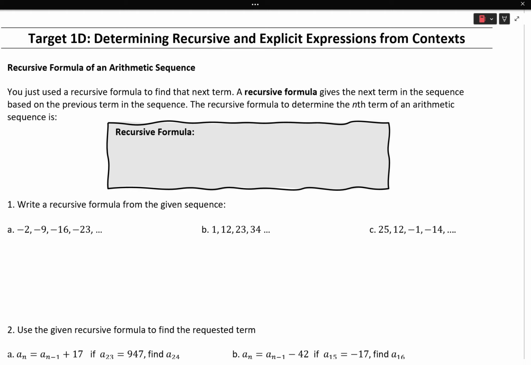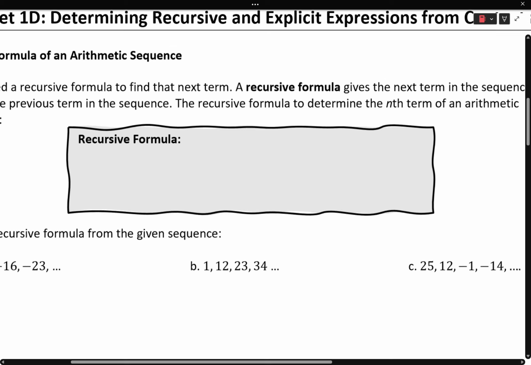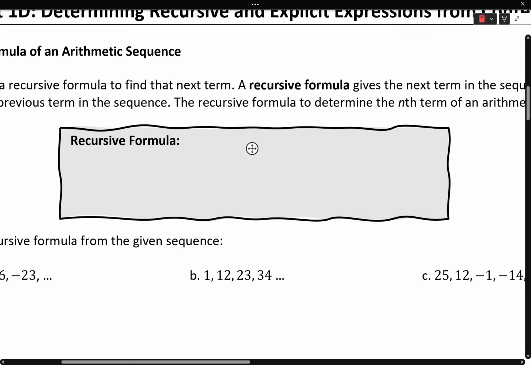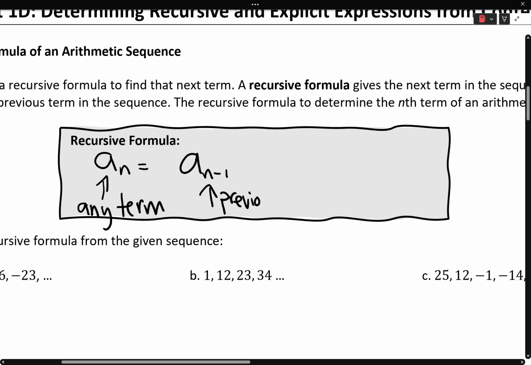Here is the formula. Now, all of the formulas start with, let me zoom in. This formula starts with an, and that's always going to be an, and that just means any term equals an minus 1. That's just your previous term. All we need to find for this formula is the common difference.